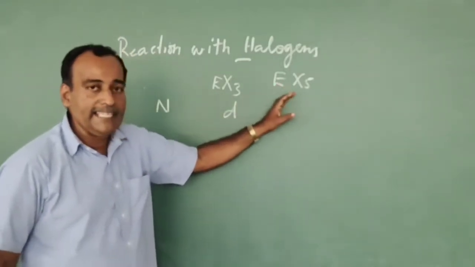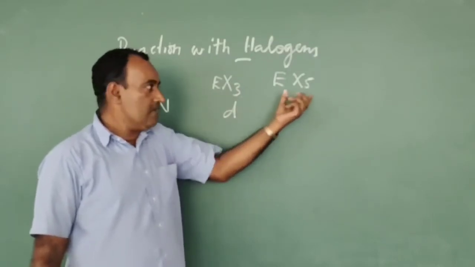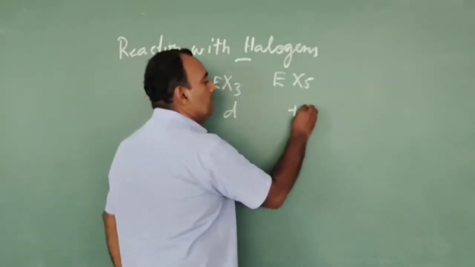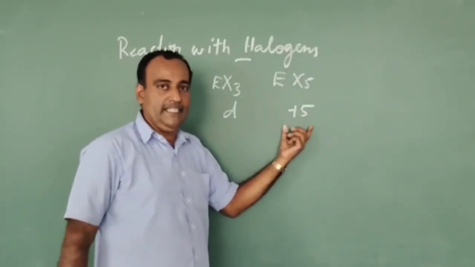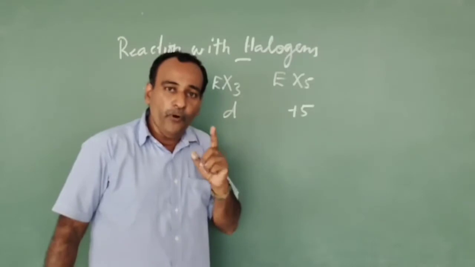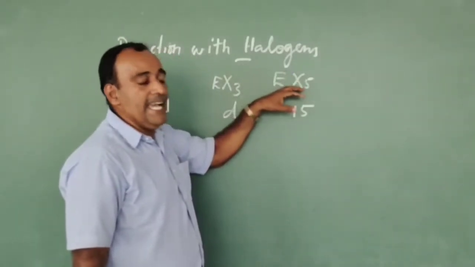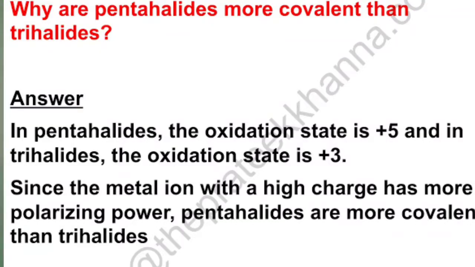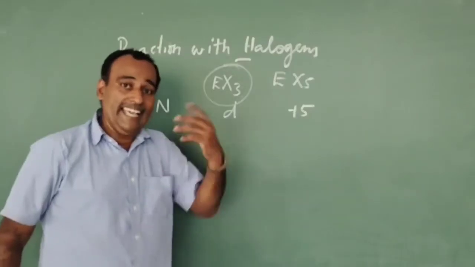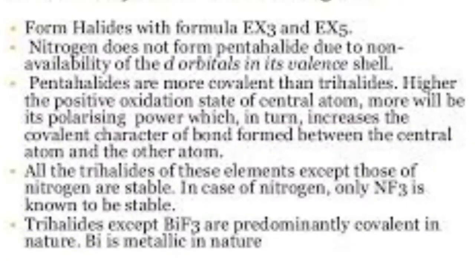The pentahalides are more covalent than trihalides, because in pentahalides the element is in the +5 oxidation state, a more positive oxidation state, which induces more polarization of the bond. Therefore, the pentahalides are more covalent than trihalides. If you talk about trihalides, all the trihalides except the trihalides of nitrogen are stable.